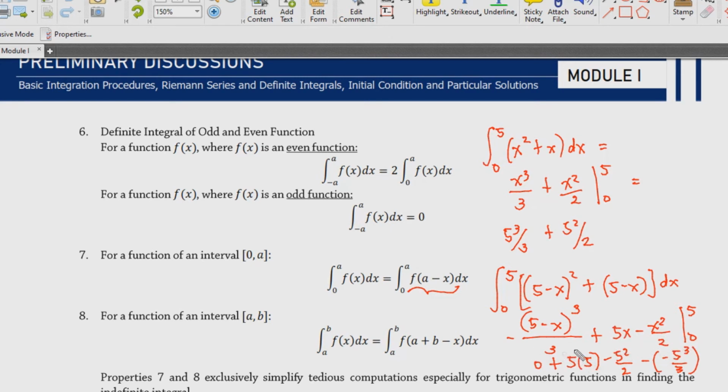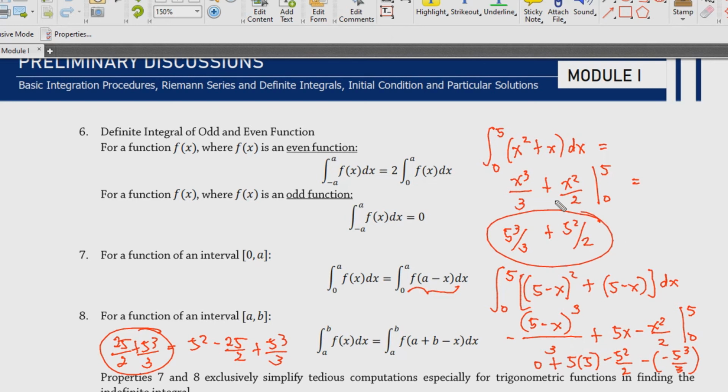And if you try to evaluate this further, we have 5 squared, so we have 5 squared minus 25 over 2 plus 5 cubed over 3. So if you solve for this 5 squared minus 25 over 2, it should give you the answer, which is equal to 25 over 2 as well. So that is 25 over 2, plus 5 cubed over 3. So this answer from this expression is just the same as this one, correct? So with this, it is proven that this equation from number 7 is correct.